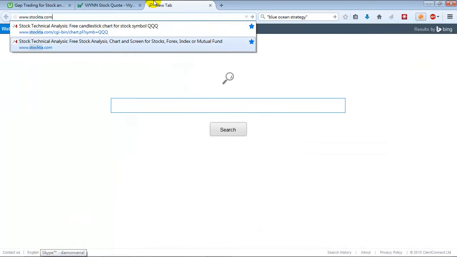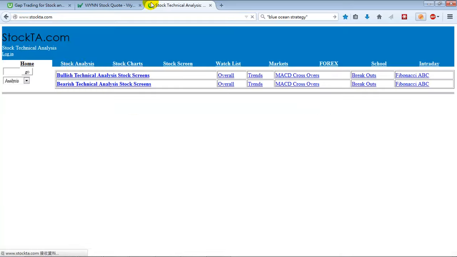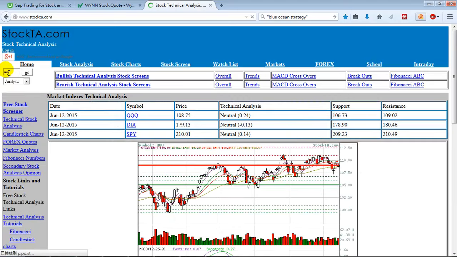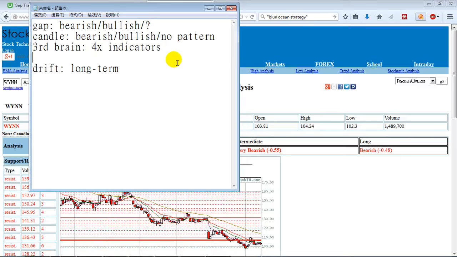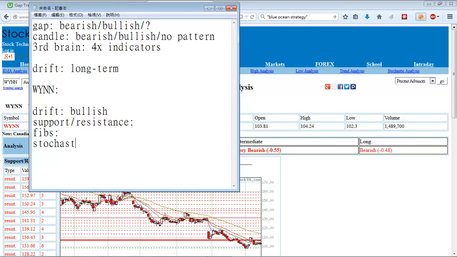And the second one, actually, there's a website that gives us all of the next 3 indicators, which is stockta.com. So let's go ahead and put in WIN. So here's how I do it, like if I wanted to write it out. So we're doing an analysis on WIN. All right, drift is bullish. Now we're going to look at the other ones. I'm going to write them down. First is support and resistance. Next is Fibonacci's. And the third is stochastics.